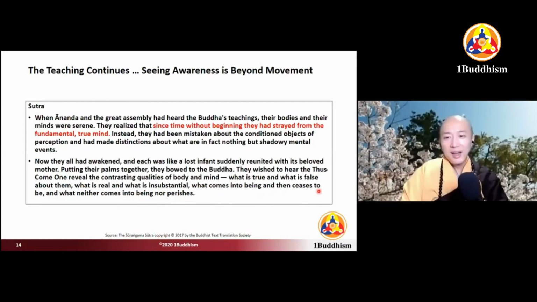Yeah, very good. Now, more or less, at least after today's lesson, you should be able to differentiate the characteristics of the illusory mind, the illusory body, and the illusory outside environment, versus the characteristics of the true mind, which is your seeing awareness here.